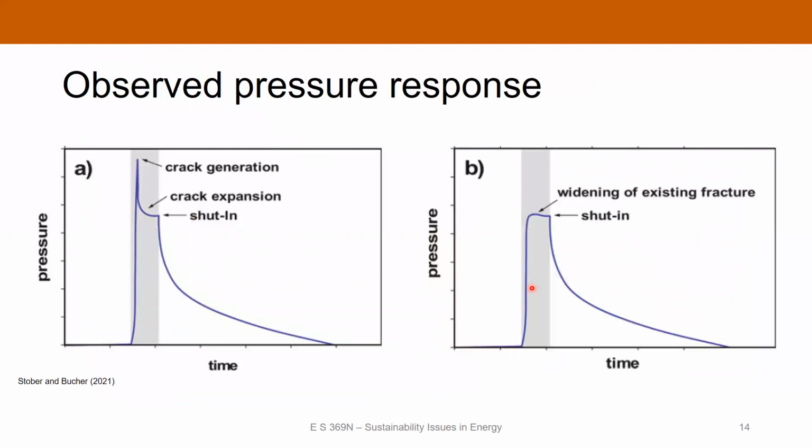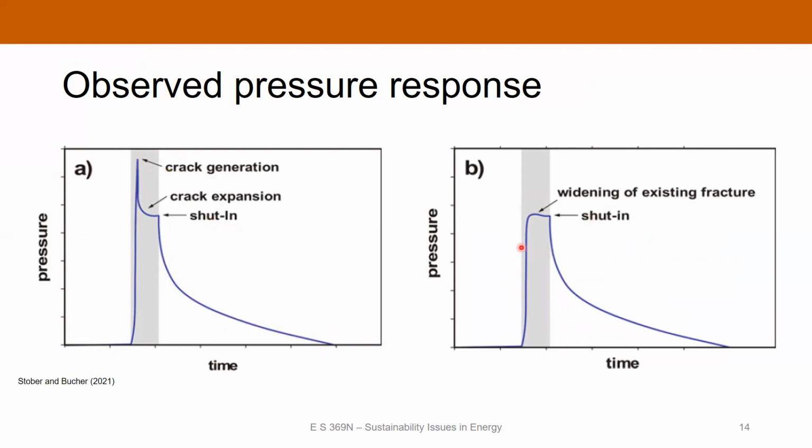Here's what the pressure response looks like when you're doing this. Now, on the left here, this is the pressure response that you would get if you were generating a new fracture, okay? So you increase the pressure and you reach your fracture pressure here, which is the pressure required to generate a new crack. And then the crack expands, the pressure bleeds off a little bit, and then you shut in the well and allow that pressure to dissipate. Okay, so that's what happens when you're generating a new crack.